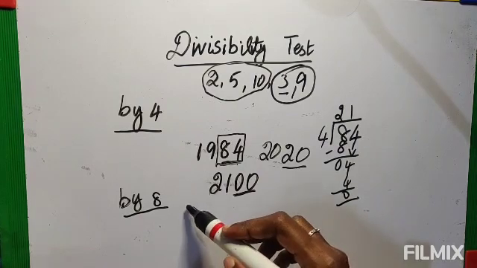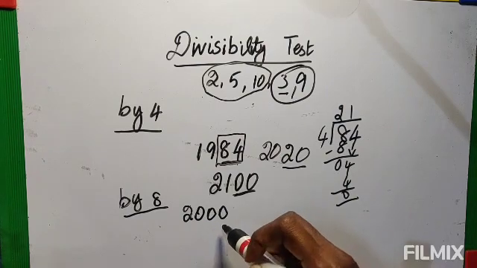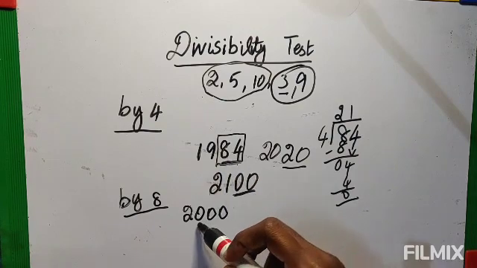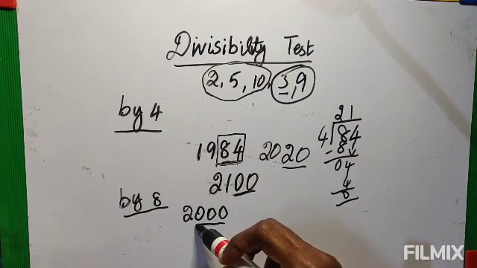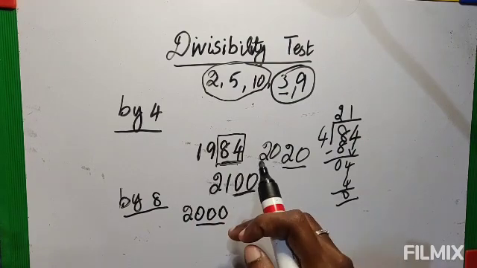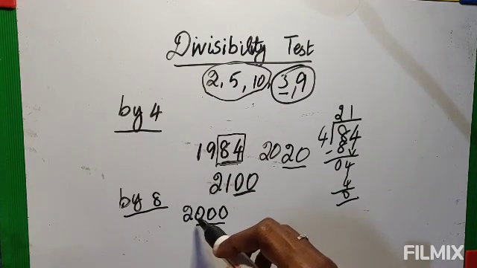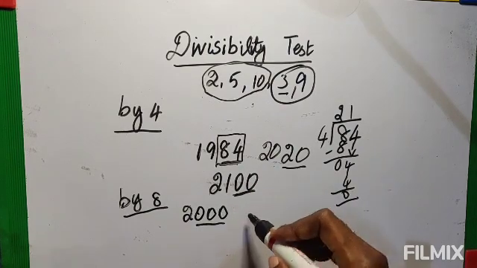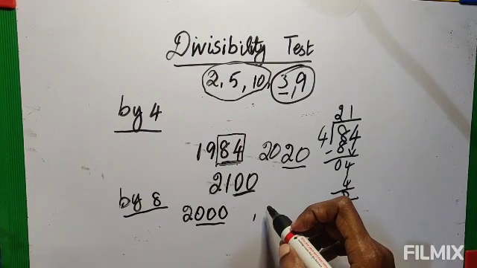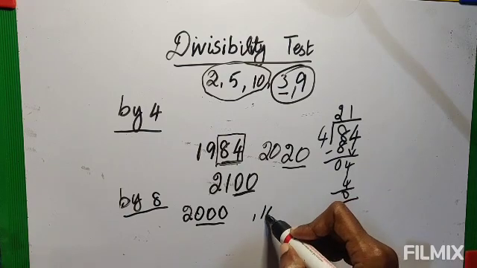If there is a number, I am taking now 2000. Here we took the last two digits, but for 8 we have to take the last three digits. Here the last three digits are 0. If the last three digits are 0, then it is divisible by 8. Otherwise, if the last three digits are divisible by 8, then the number is divisible by 8. Okay, I will give an example now.